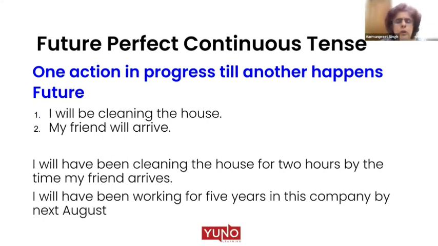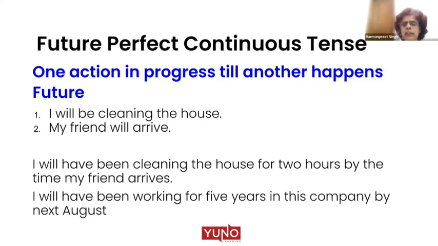So, I hope now you understand where we use been. It is in future perfect continuous. I will have been cleaning the house means the action will be in progress till when? Till the time, for 2 hours, by the time my friend arrives. So this is how we are combining the two actions.